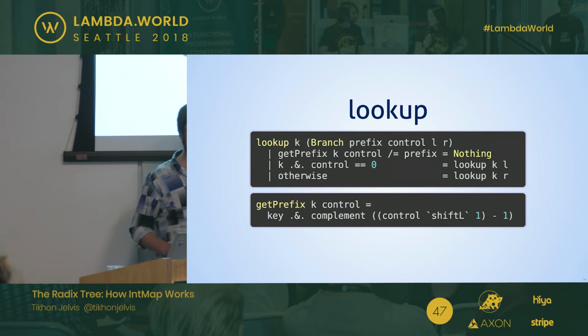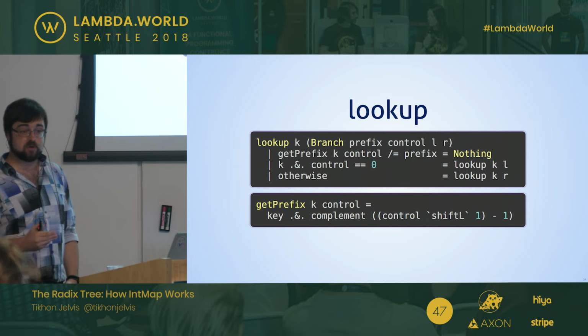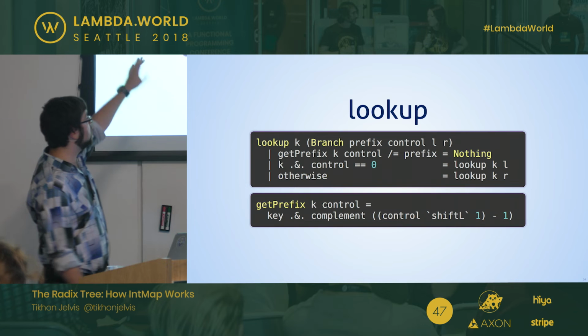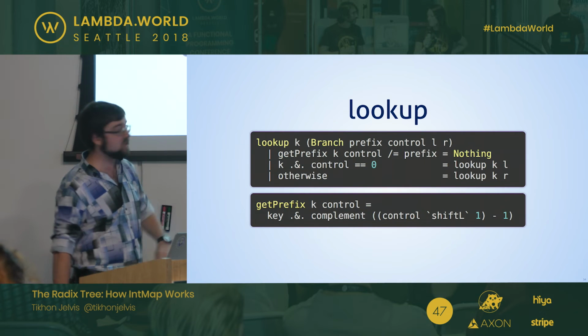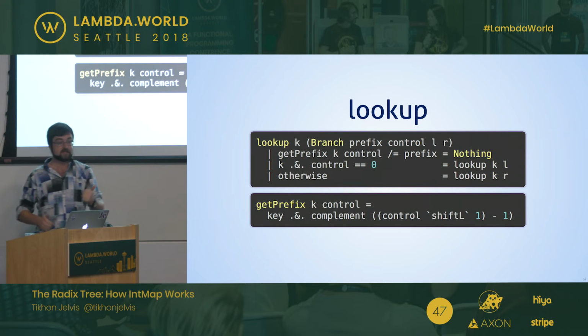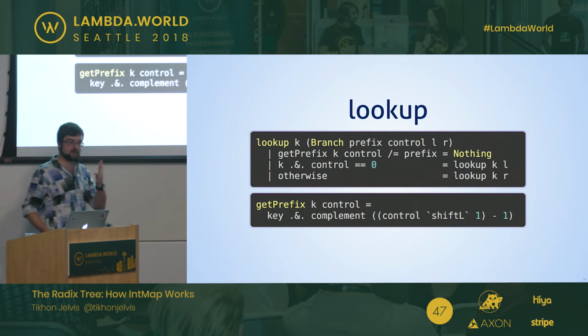But the real trick comes up when we figure out what we need to do when we encounter an internal branching node. So here is, again, a slightly simplified version of the code. So the idea is that we have a branch. The branch has the prefix. It has the control bit, which tells us where in the prefix or where in the key we need to look. And then it has a left and a right branch for the tree. So we have to do three different things.